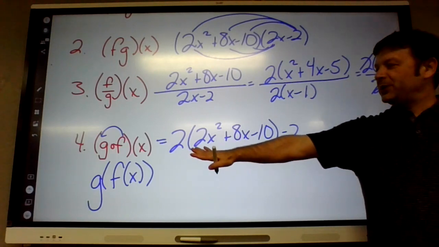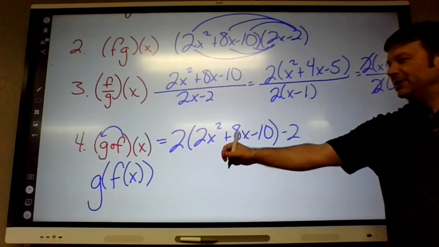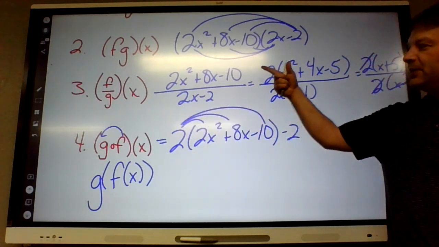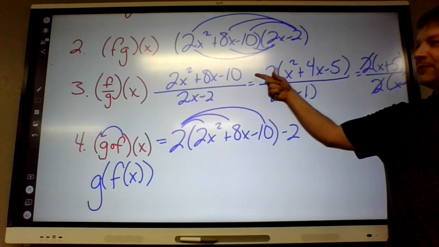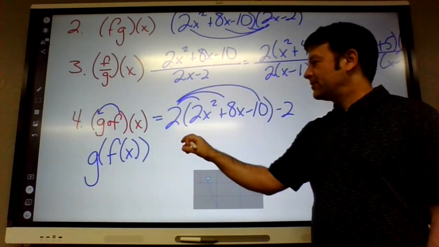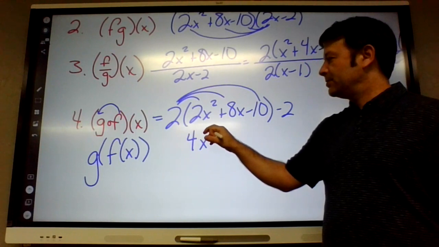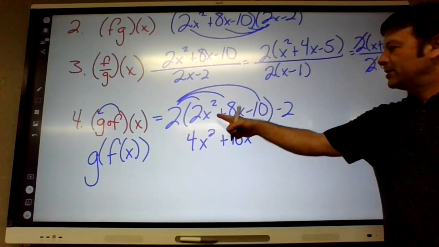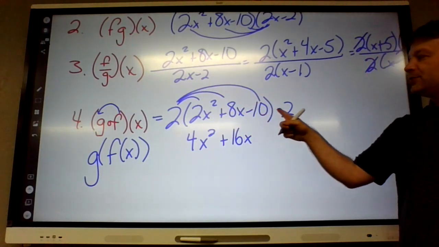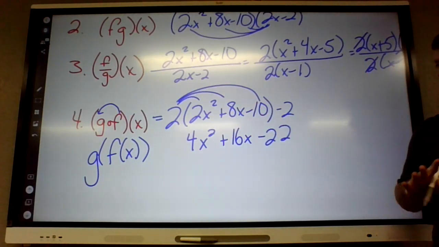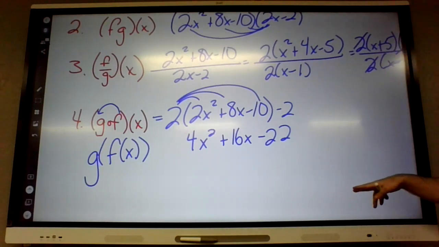Is there anything else we can do with this? No, we're not factoring. The only time you need to factor is on the division one so that you can cross stuff out. But you don't need to factor in this. This one you'd actually distribute. Okay, 2 times -10 is -20 minus 2. So that's it. You would not factor. Just leave it like that.